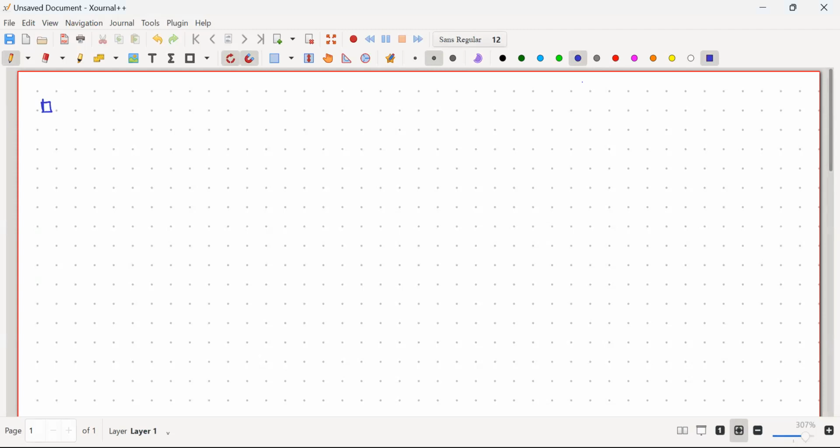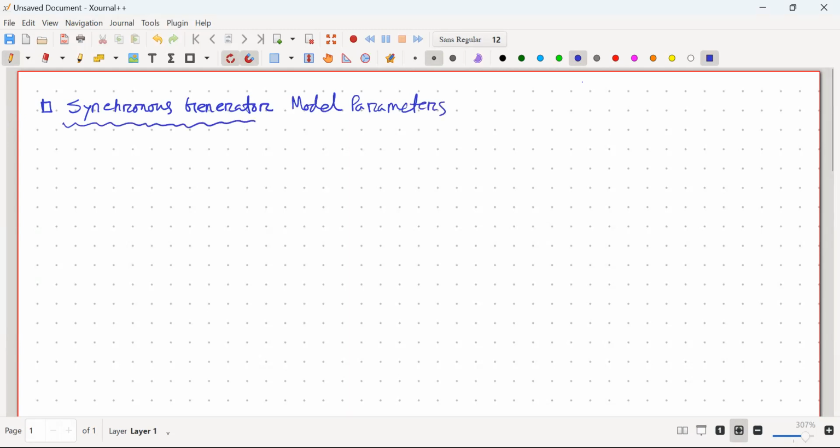The topic is synchronous generator model parameters, and the equivalent circuit of a synchronous generator looks like this. Suppose we have the field lines. This is excitation, and here a DC supply is provided, VF. This is the variable resistance, and this is the field current.